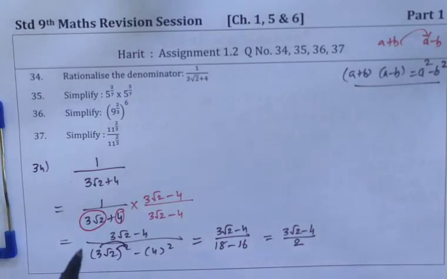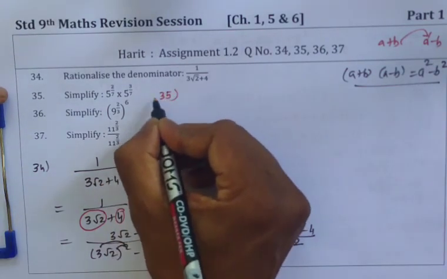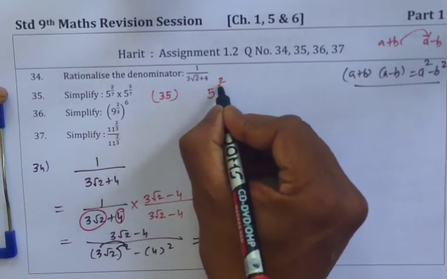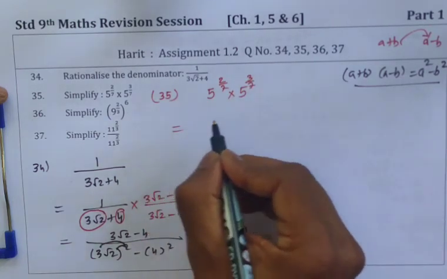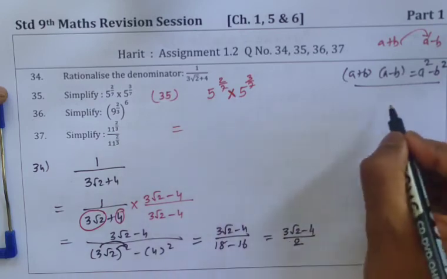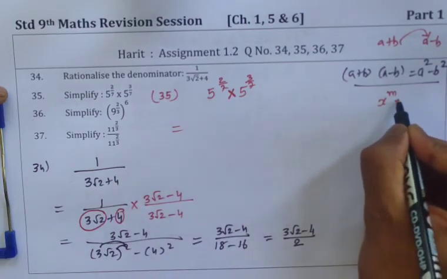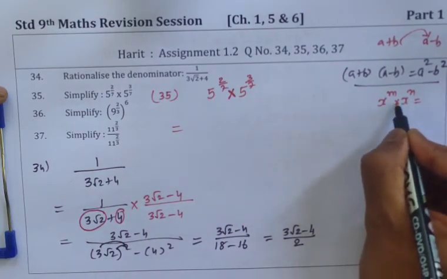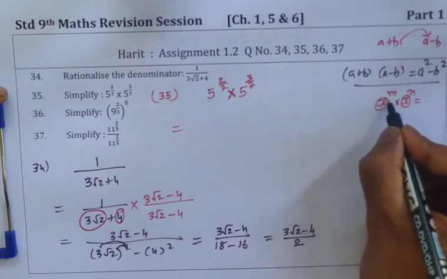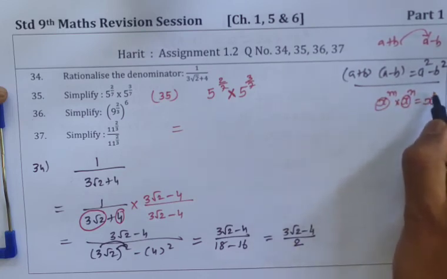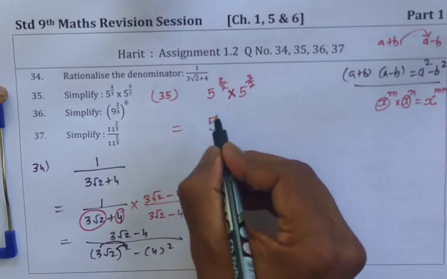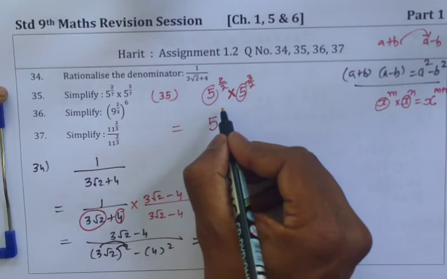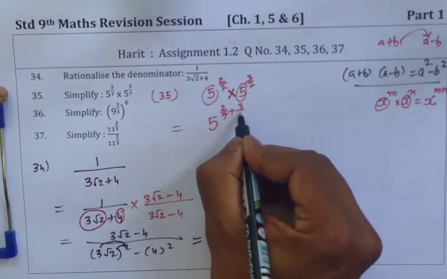Alright, chaliye. Now we move on to 35th question. Simplify. 5 raised to 2 upon 7 into 5 raised to 3 upon 7. Children, the law of multiplication of powers, x raised to m into x raised to n. Multiplication of powers with same base x. According to the rule, we write the base or exponent में m plus n. So apply that, 5 is the like base.